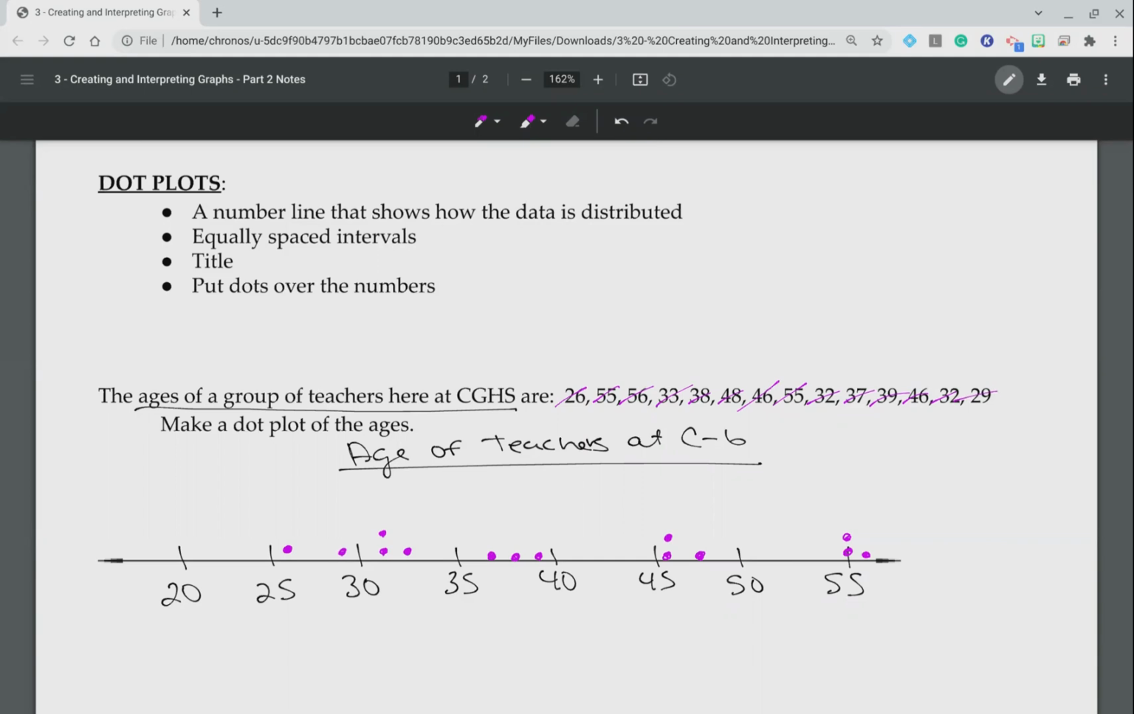and that would be all of my ages of teachers at CG. Clearly that's not accurate. There's a lot more of us here, but this is how you would create a dot plot graph.